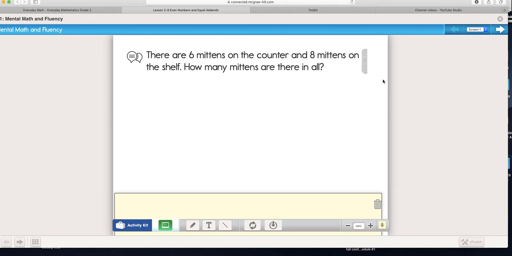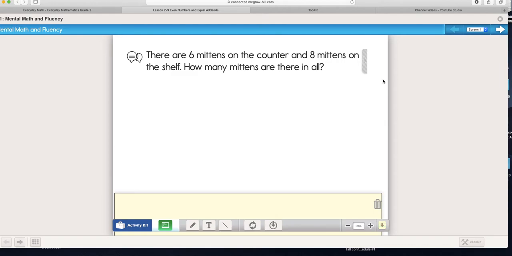Who wants to give that one a try? There are 6 mittens on the counter. There are 8 mittens on the shelf. How many mittens are there? And I'll see if this person's in here. Oh, that person's not in here right now. My goodness gracious. Levi. You're here in our room right now.